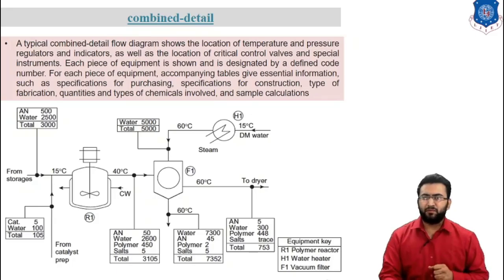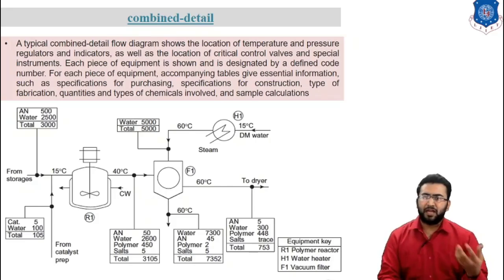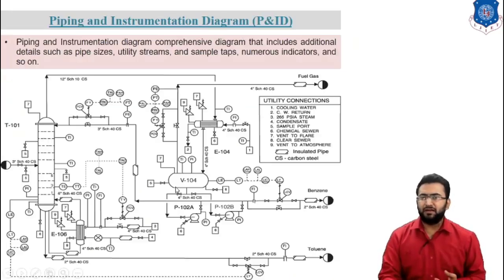Each piece of equipment is shown in detail, designated by a defined code number. For each piece of equipment, a table gives essential information such as specifications for purchasing, specifications for construction, type of fabrication, quantities, type of chemicals involved, and sample calculations. So this is one example of a combined detail diagram.